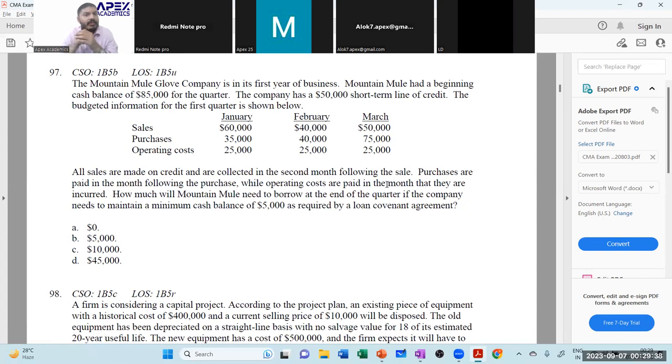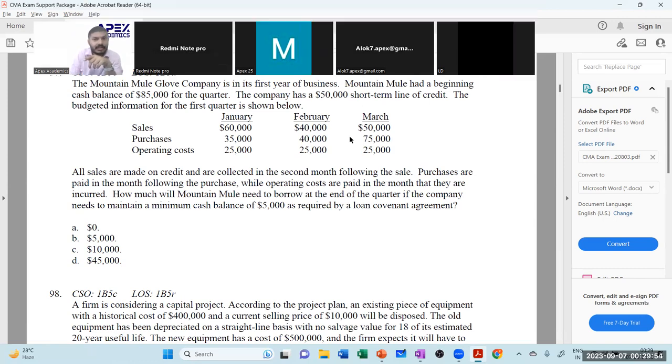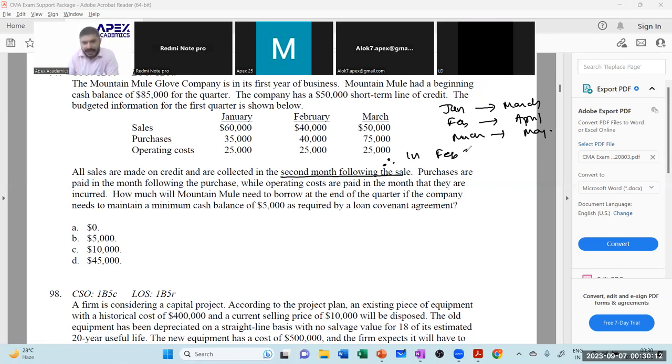The budgeted information for the first quarter is shown below. Sales for Jan, sales for Feb, sales for March. Purchases for Jan, purchases for Feb, purchases for March. The operating cost of each month. All the sales are made in credit and are collected in the second month following the sale. Interesting. Second month following the sale. Means Jan sales are collected in March. Feb sales are collected in April. And March sales are collected in May. So can I say that, therefore, in Feb and Jan, there is no collection?